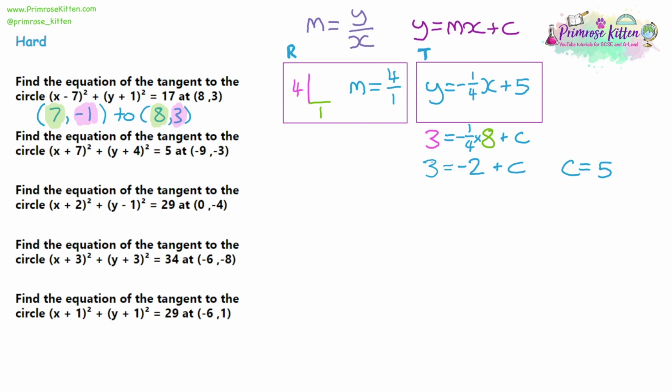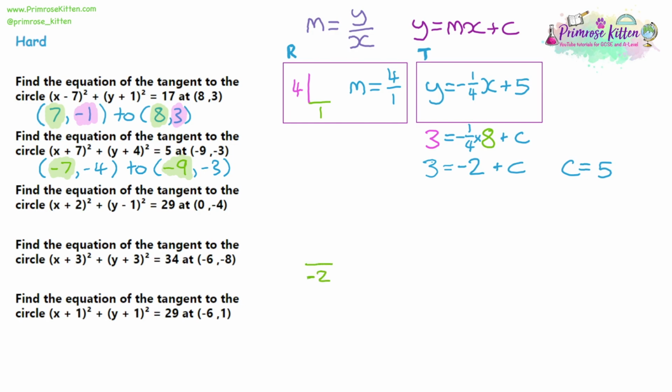So let's try the same thing for question 2. So we want the equation of a tangent. We're going to look at the radius first, and the radius goes from the centre of the circle, -7, -4, to the edge of the circle, -9, -3. So now we're going to work out the gradient of this line, looking at the x coordinates first, and we have -7 and -9. So to get from -7 to -9, we're going to have to take away 2.